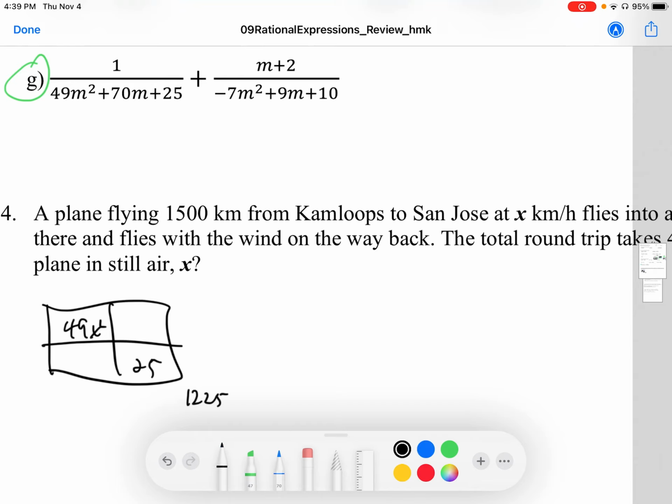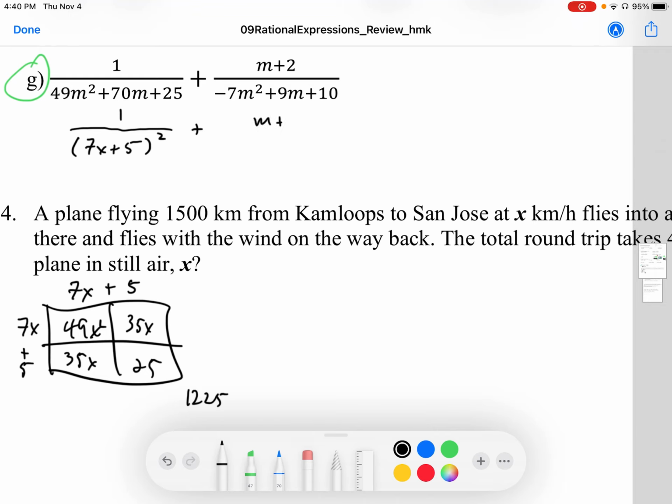So this is going to be 35x and 35x. So when we factor this out, we factor out a 7, we factor out a 5, and 7x plus 5. So when we work out the denominator, this is going to be 7x plus 5 squared.